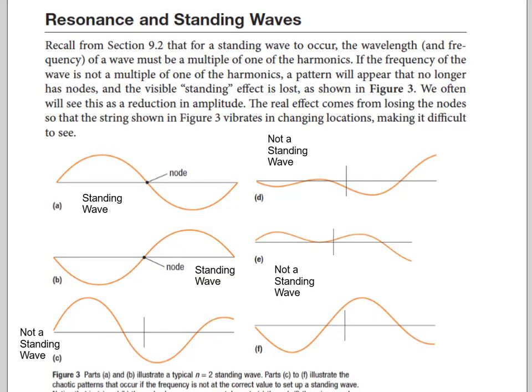Okay, so just a quick review here of a standing wave. They're not quite symmetrical, but they definitely have symmetrical properties. They're nice, smooth flowing curves. The amplitudes are the same. They have these nodes that don't move.